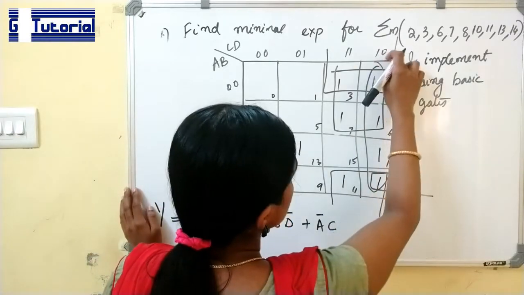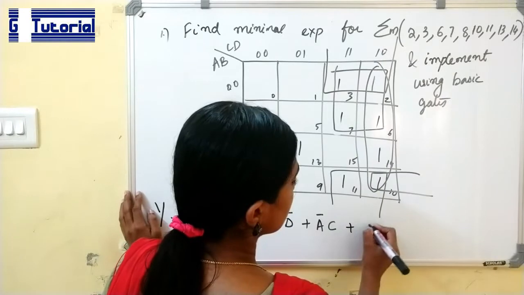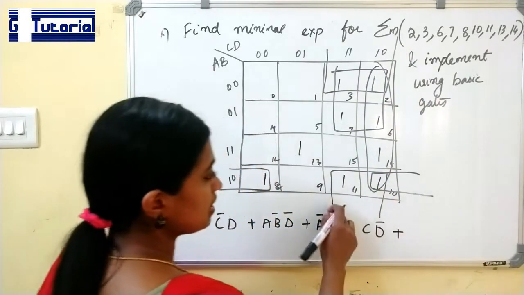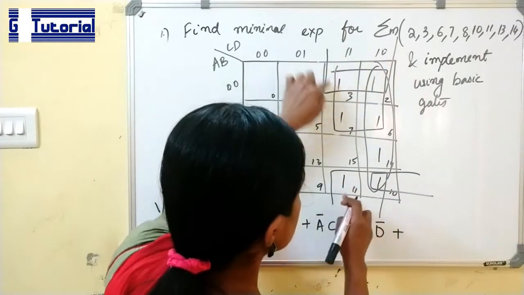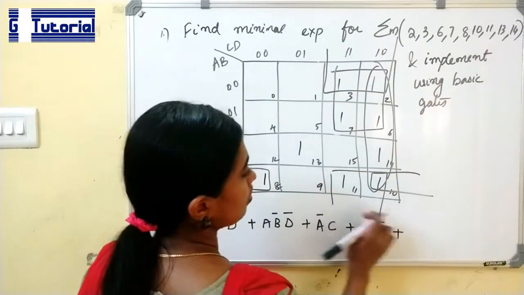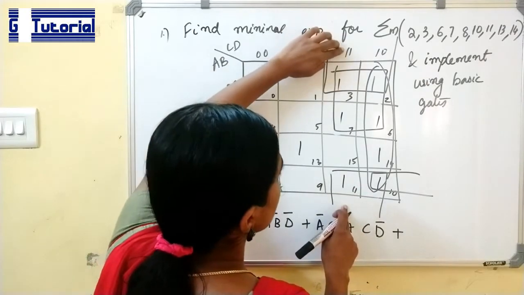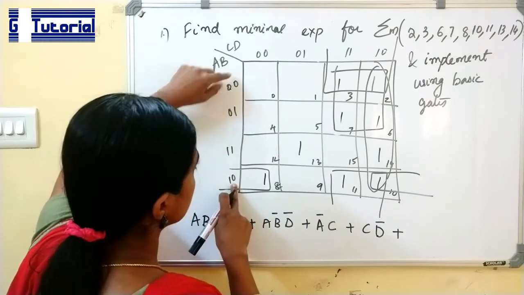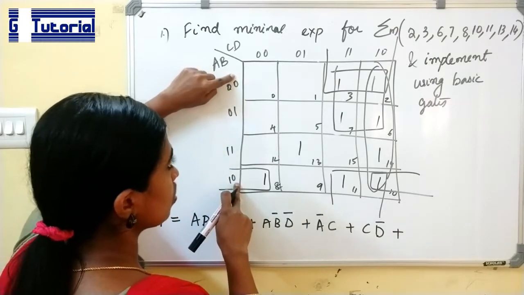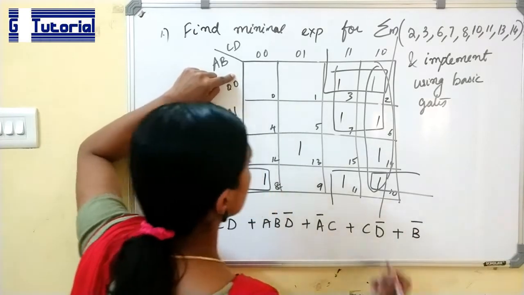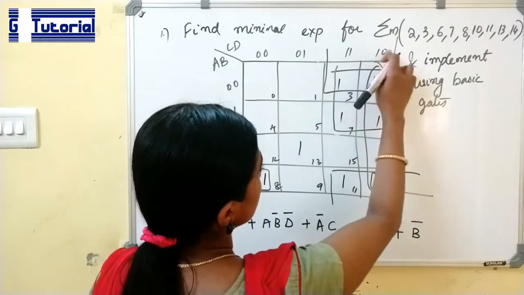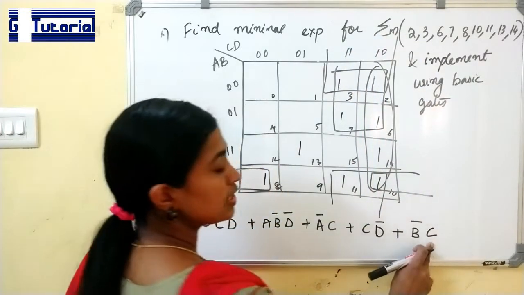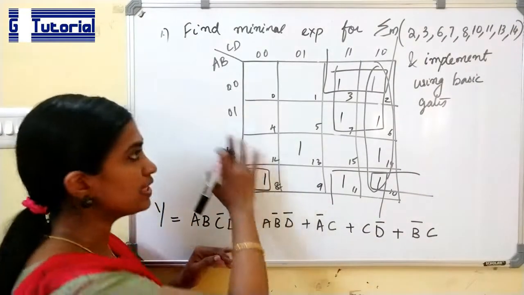Its value is 1 0. C D. D is 0, so C D bar. Next pair is this. Next quad is this and this. So the value is, in here B is not changing. 0 0 to 1 0, B is not changing. So B bar. Value of B is 0. And here C is not changing but D is changing. So C. Value of C is 1. This is the output of this K-map.